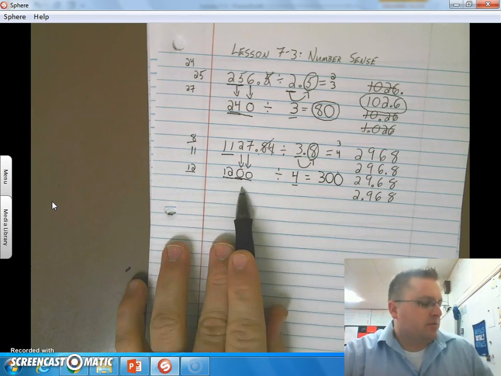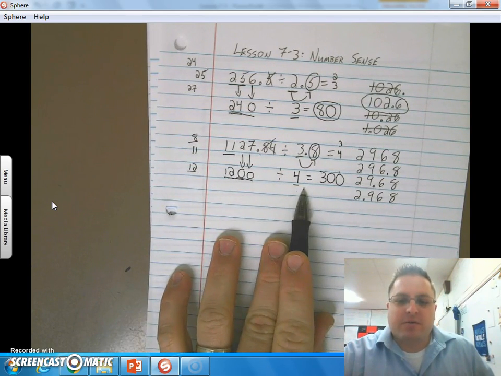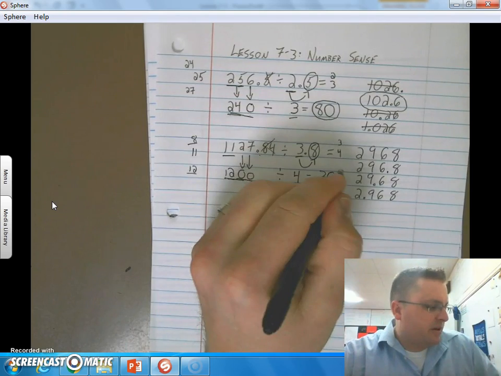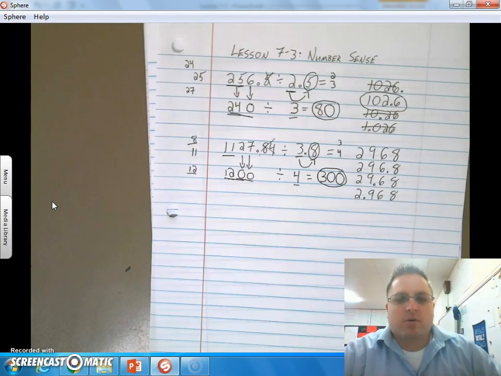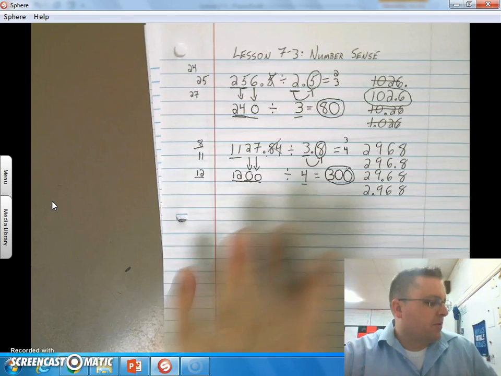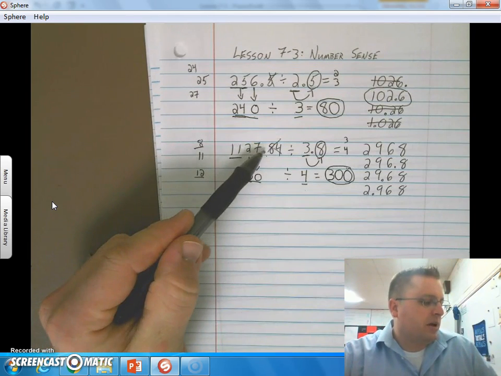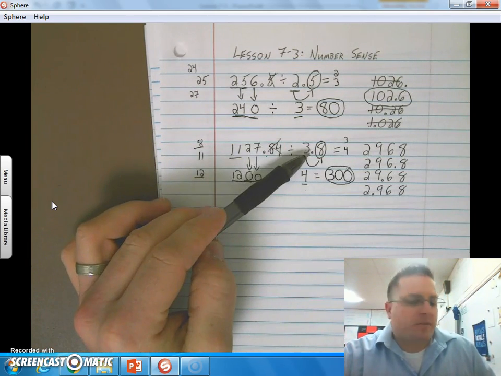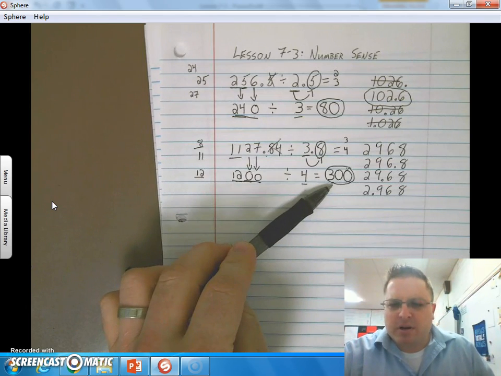Now we have no decimals in either of my dividend or divisor, so this is my final answer. Once again, I'm estimating that 1,127.84 divided by 3.84 should be somewhere around 300.